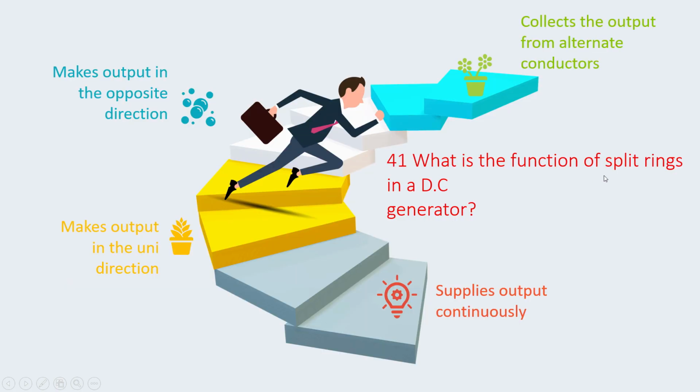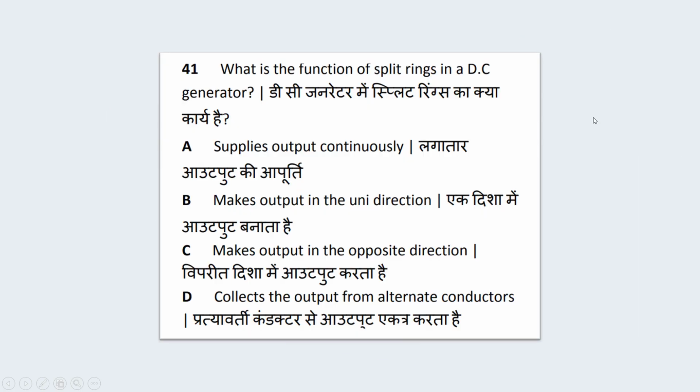What is the function of split rings in a DC generator? Supply output continuously, make output in the unidirection, makes output in the opposite direction, collects the current from alternate conductor. The answer is makes output in the unidirection.